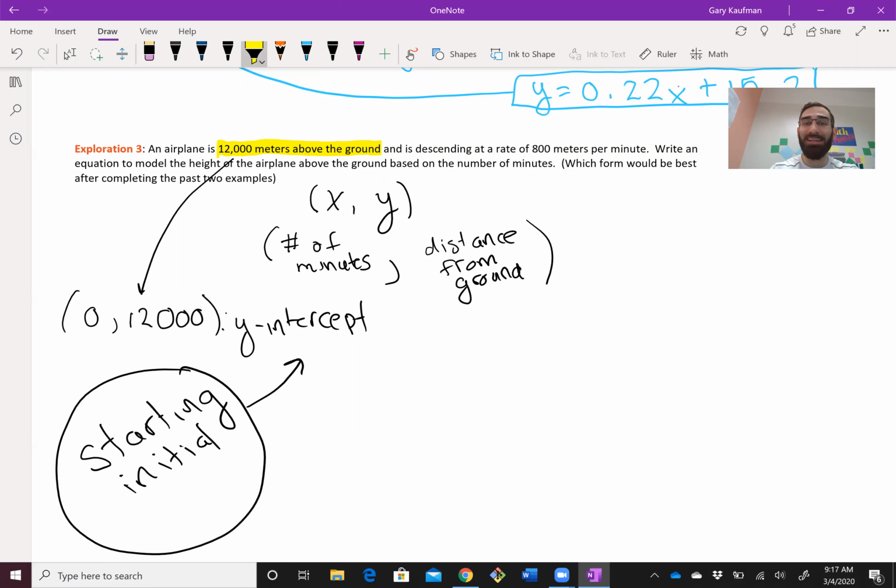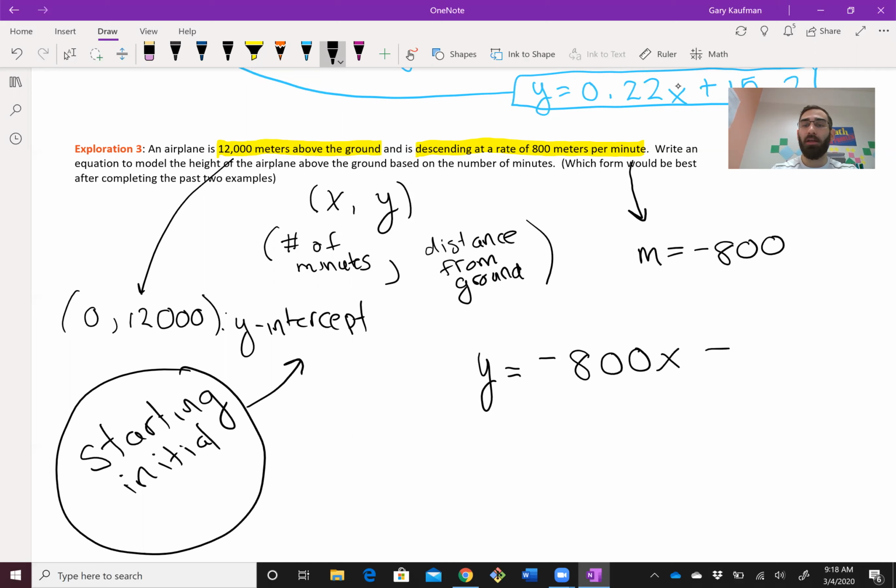Now we're descending at a rate of 800 per minute. So that's a slope because it's my rate of change, but it's descending. So in this case, my m is negative 800. Well, we have the y-intercept, we have the slope. So let's go slope-intercept form. y equals negative 800x plus 12,000.